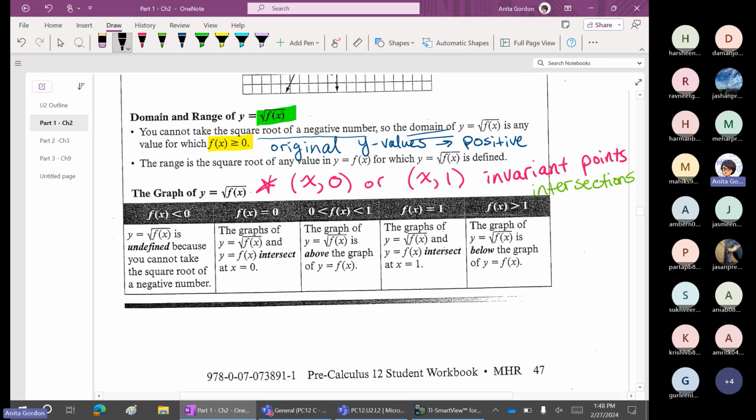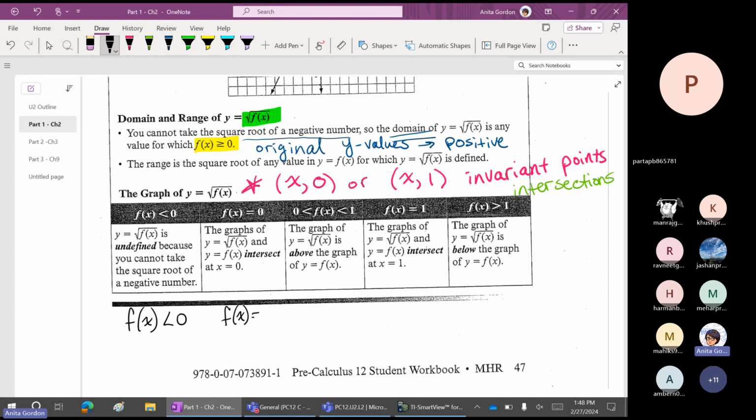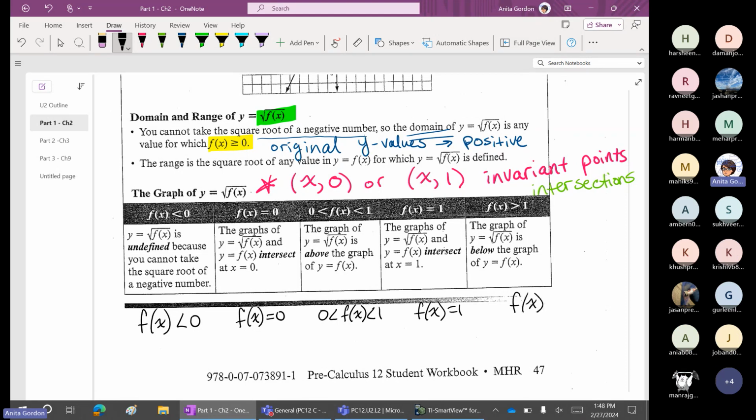Not sure if yours are fuzzy. In the other class, this chart was a little bit fuzzy, so I'm just going to rewrite the restrictions here. When f of x is less than 0, when f of x equals 0, when f of x is between 0 and 1, when f of x equals 1, and when f of x is greater than 1. That's what these bits say here. Okay, when I'm referring to f of x, remember f of x is the original function.